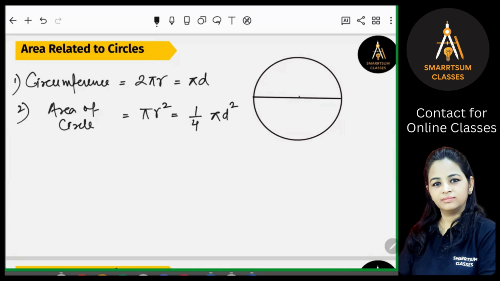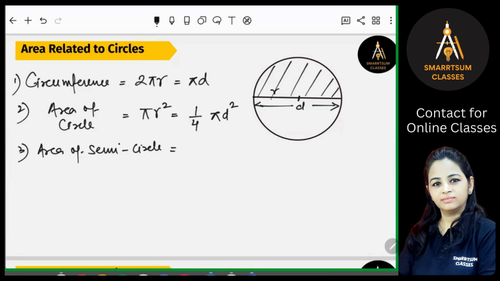What is d and r? r is the radius, right? And d is the diameter of the circle, right? Then the area of semicircle is the area of this part, the area of half of the circle, and this is equal to half of pi r square, right?